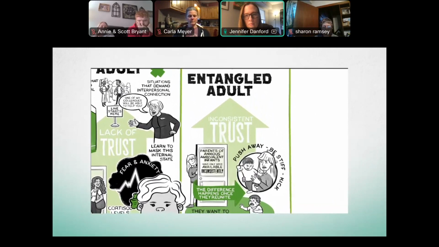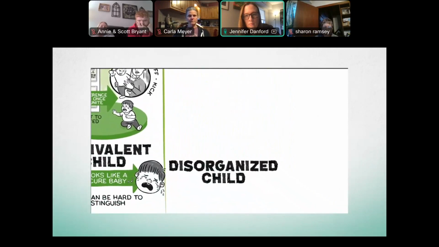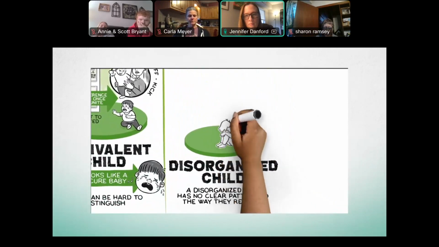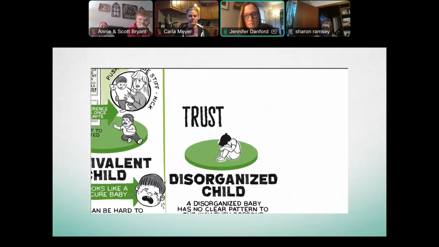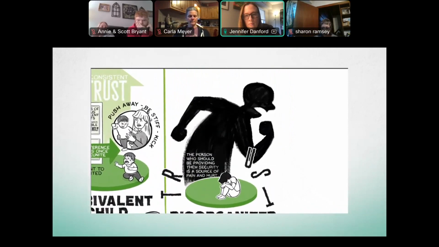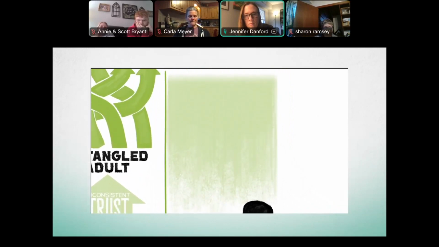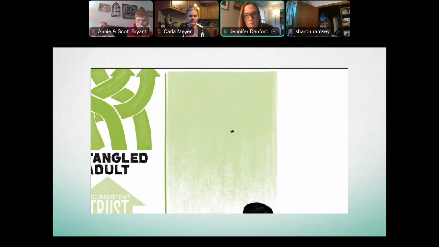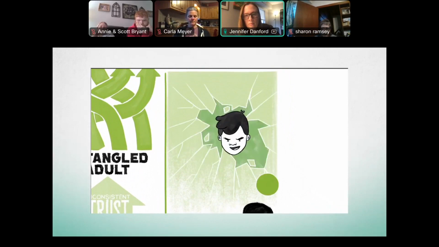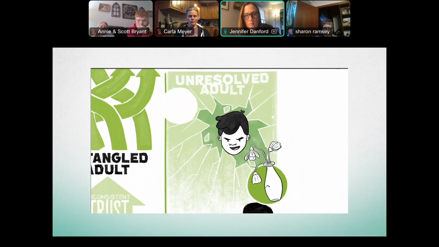There's a fourth classification, and that's called disorganized. A disorganized baby has no clear pattern to the way they respond. The person who should be providing them security is a source of pain and hurt, and that shows up in their behavior. When attachment is derailed, we have kids who look angry and can't regulate their emotions.